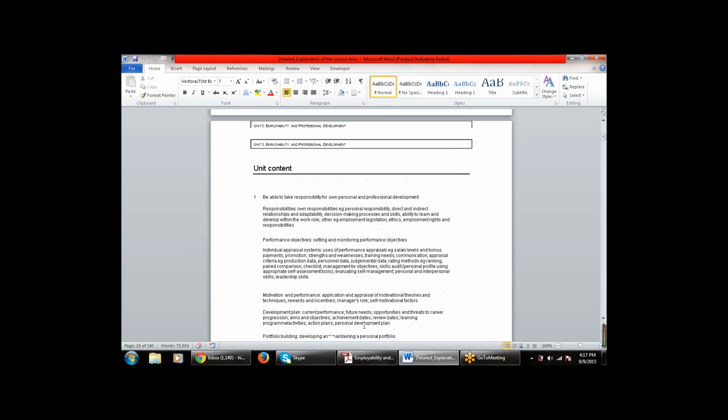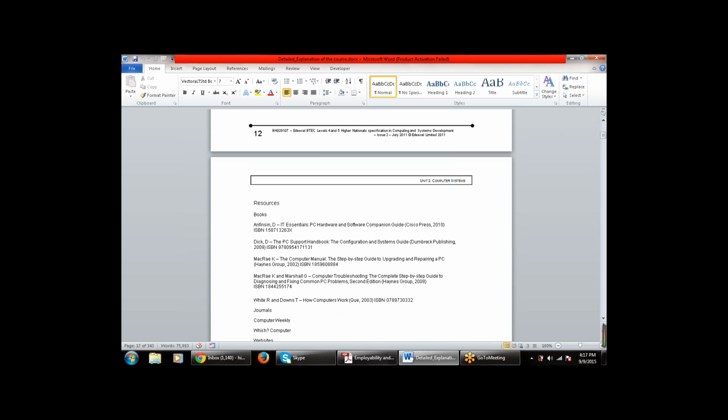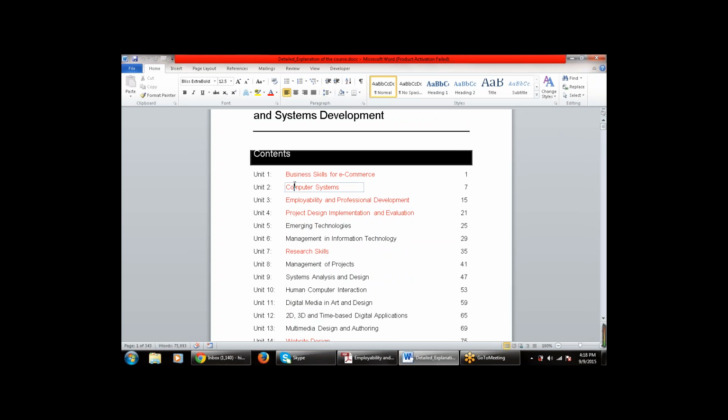We can say this is your whole modules. There are a total of 16 modules in this one. This is the Edexcel BTEC Level 4 and 5 Higher National specification in computing and system development, and in totality there are 16 modules. So one is business skills for e-commerce, computer system, and the third one is employability and professional development, which I'm going to start right now.